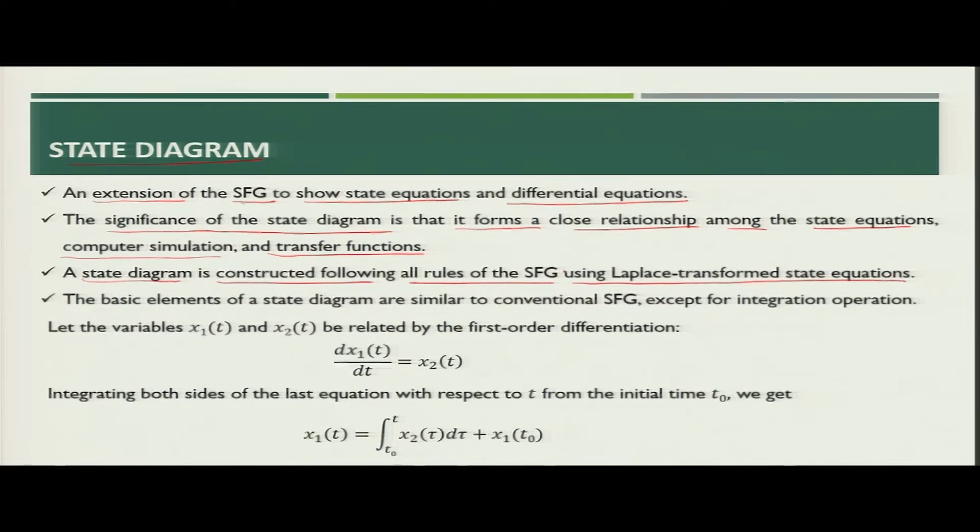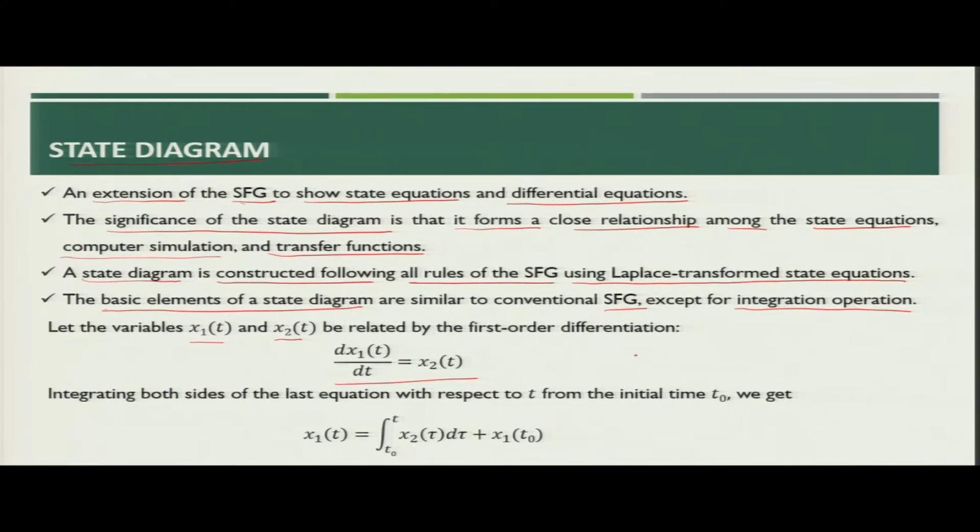Now, the difference between the signal flow graph and the state diagram is the integration operation, which is a little bit different as compared to the signal flow graph. So, when we talk about the state diagram, let us first see how the integration operation is defined in the state diagram. Let us see, there are two variables x1 and x2, and these are related with each other as dx1/dt equal to x2.